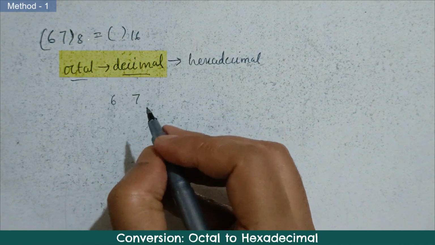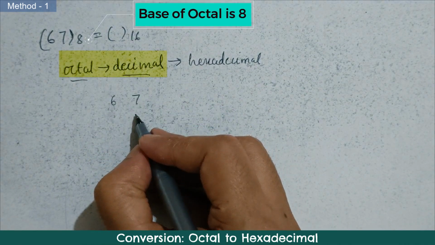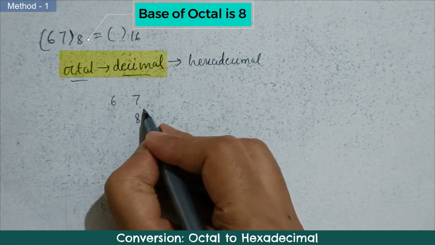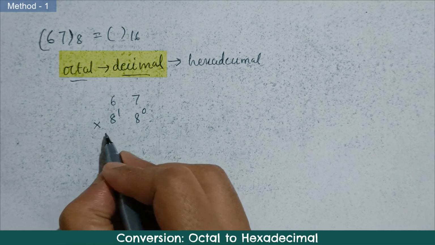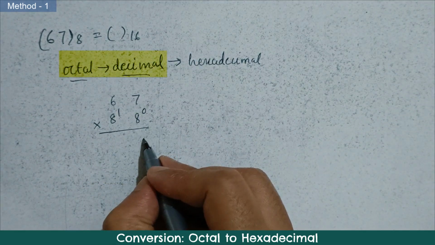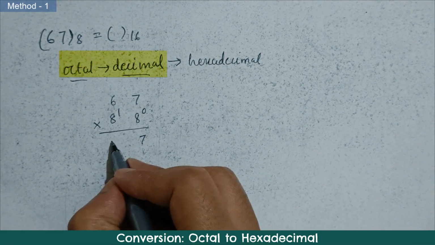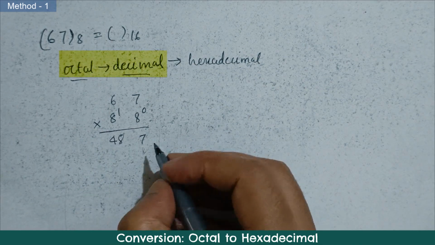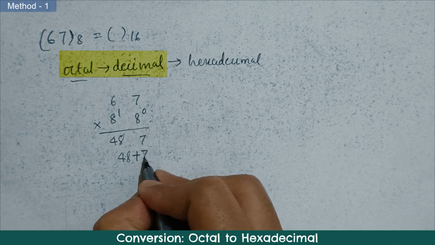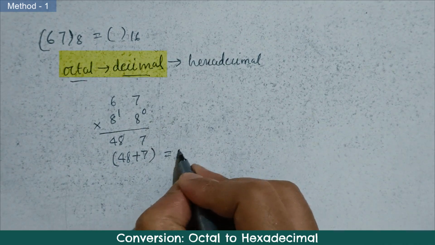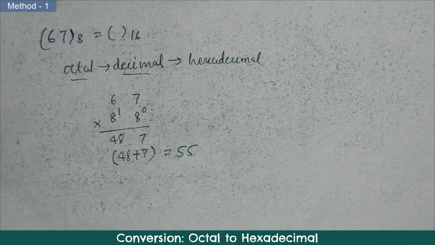Kindly write down the number, 67. As you know, the base of octal is 8. Multiply 7 by 8 to the power of 0, multiply 6 by 8 to the power of 1. After multiplying, add the number. Here, 55 will be required decimal number.